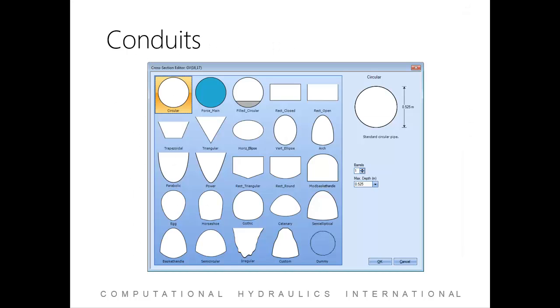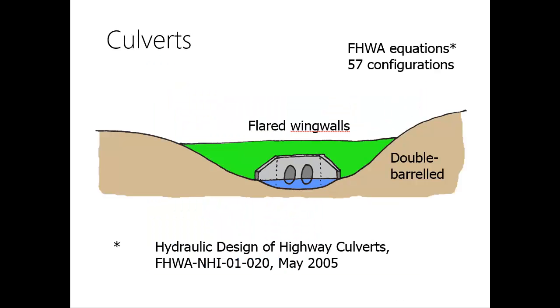The cross-sectional shapes for conduits can be selected from a variety of standard open and closed geometries, as shown here. A large library of culvert codes can be chosen from in PCSWM by opening the culvert editor in the Attributes panel of a conduit.